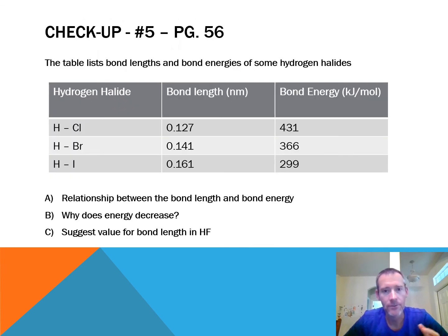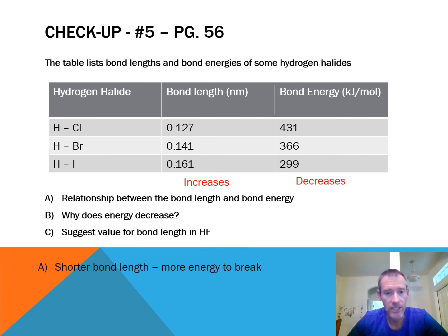All right, checkup number 5. This is on page 56. Notice the bond lengths of HCl, HBr, HI, and how much energy is required. So again, the shorter the bond length, the more energy is required to break the bond. So what's the relationship between bond length and bond energy? We see as bond length increases, bond energy decreases.